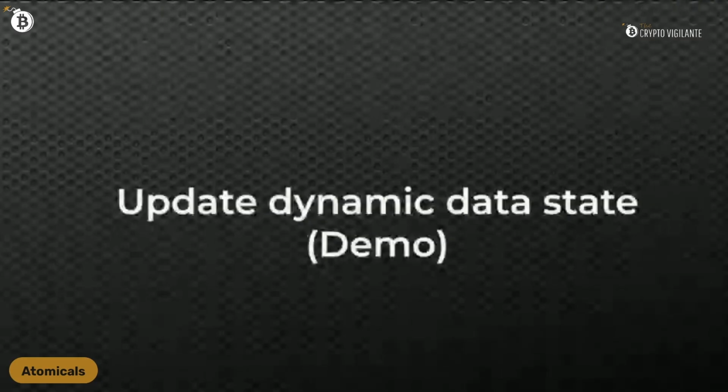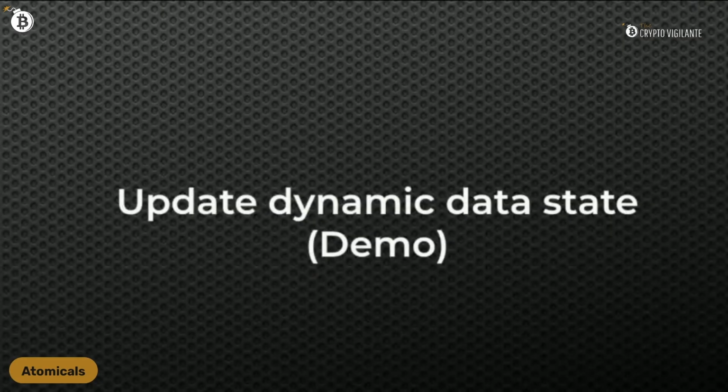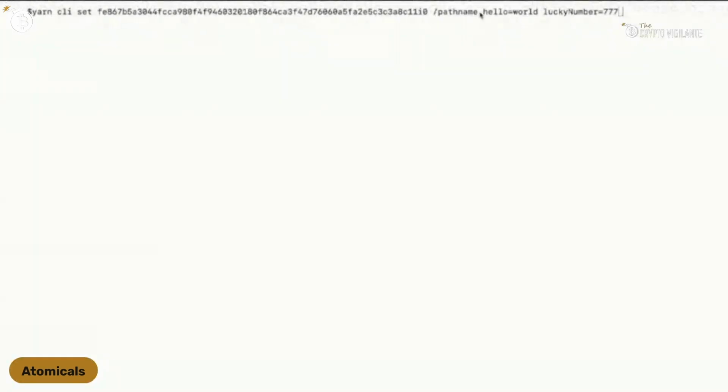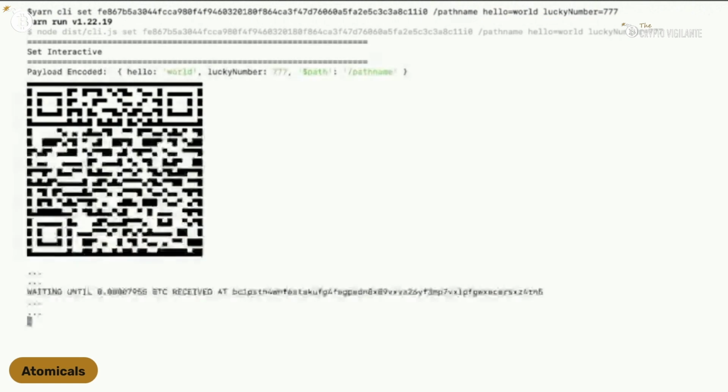Okay, moving on. To update the dynamic data, I mentioned there's a key value store. Let's go and update some data and see what that looks like. So we have here the set command. We take the atomical ID, which can be an alias or other things later on, but we'll just take the atomical ID, set a path name, and then the key value hello world, and we'll make a lucky number 777. This is what it looks like to update on the command line. A QR code is displayed, and we make a payment to do the update. Okay, just give it a moment to see.